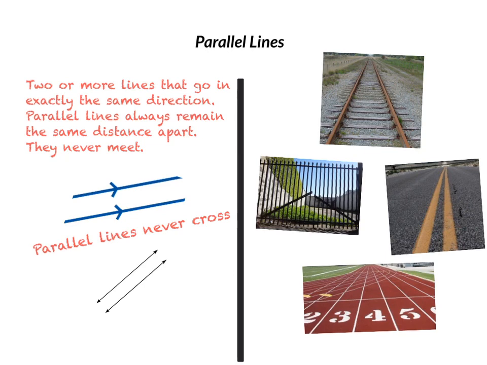If we look at the running track, we can see the lines go in one direction, and they are the same distance apart. If we look at the road, we can see painted lines that are parallel. They go in one direction and are the same distance apart. If we look at the fence, the horizontal posts are also parallel. They're the same distance apart and go in the same direction and will never cross.